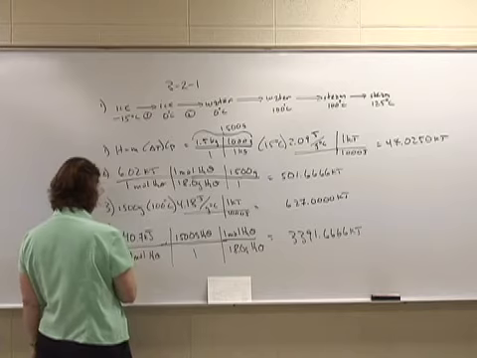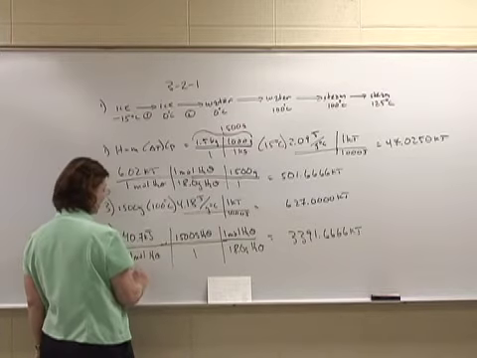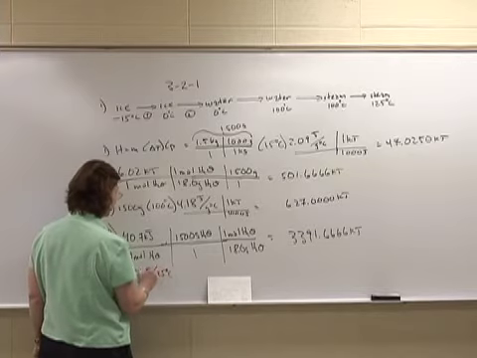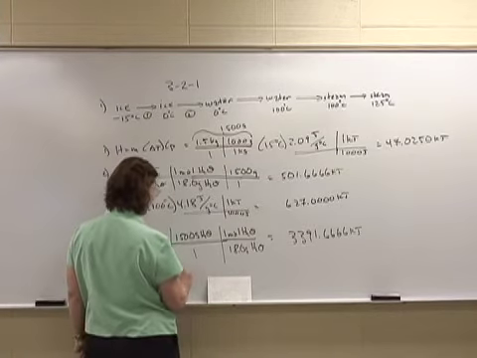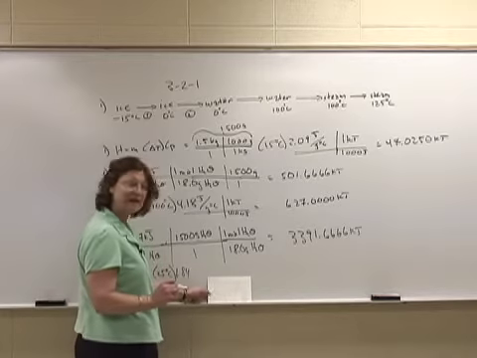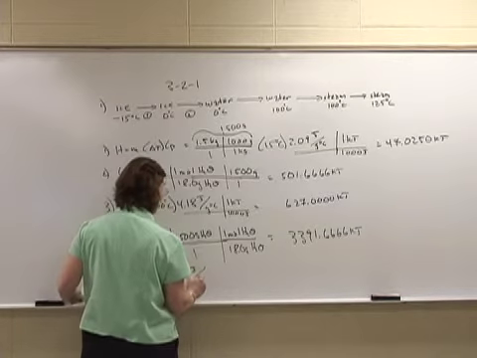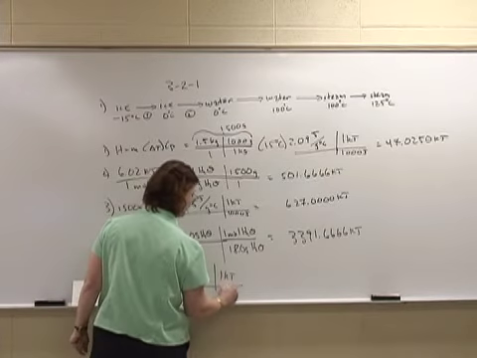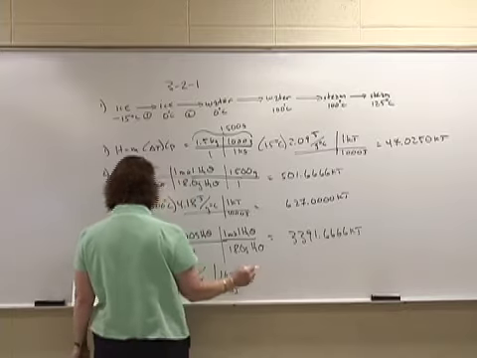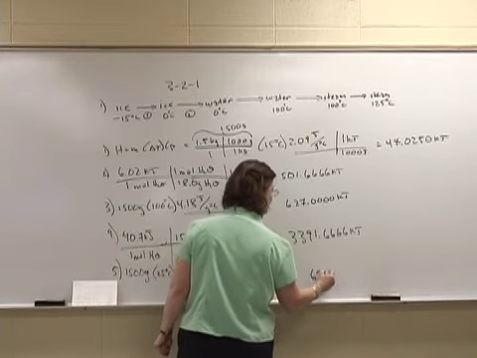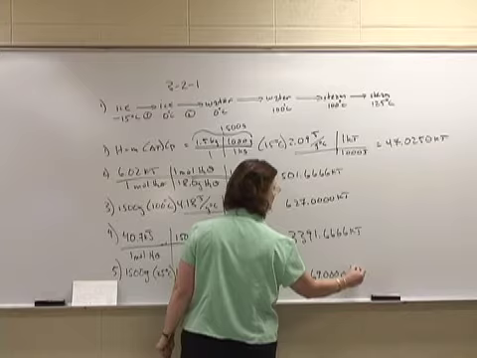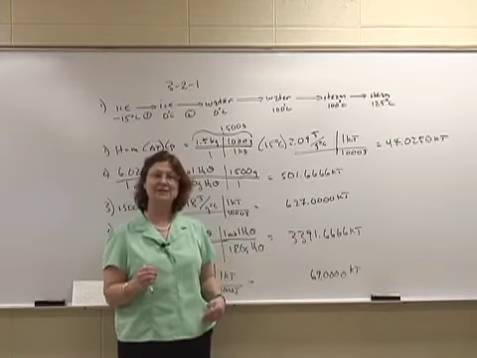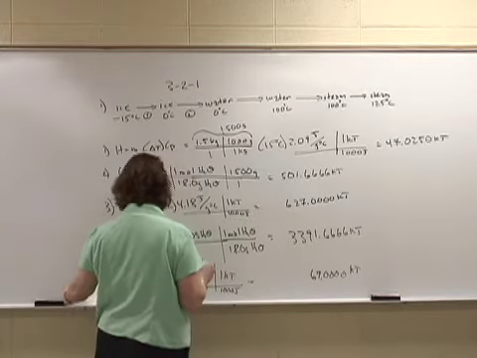The last step is again a temperature change, and we have 1,500 grams. And we're changing it 25 degrees Celsius. And the specific heat capacity of steam is 1.84 joules per gram degree Celsius. And then I change it to kilojoules. And my final number here is 69.0000 kilojoules.